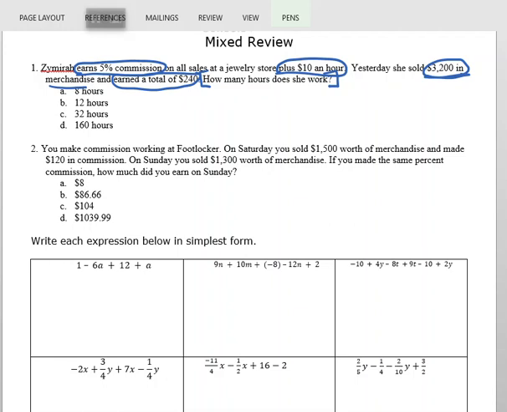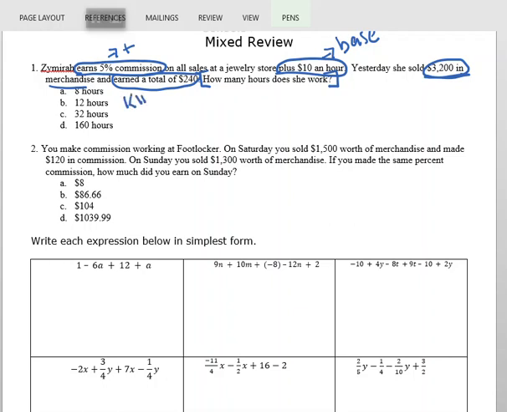Okay, well, I'm going to read this again because it seems like whoever made this question really wanted us to struggle through it. So Zymira earns a 5% commission. That's an increase, okay? Plus $10 an hour, that's her base pay. Yesterday, she sold 3,200 in merchandise and earned a total of 240. How many hours does she work?